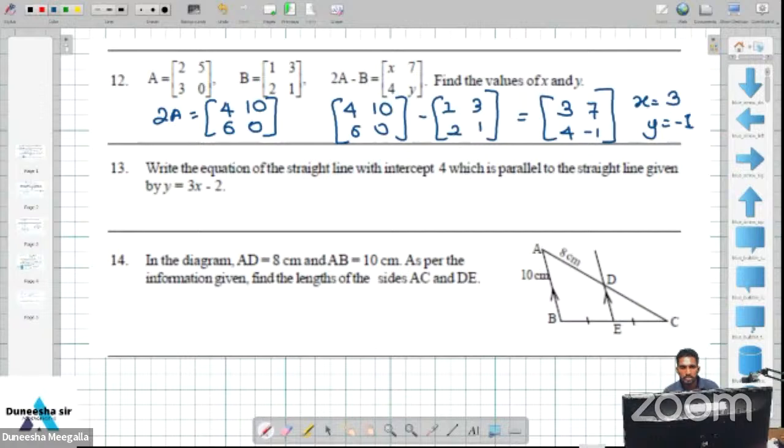Did you get the answer for the 13th one? Send it to me. Write the equation of the straight line with intercept 4, which is parallel to the straight line given by y equal to 3x minus 2.